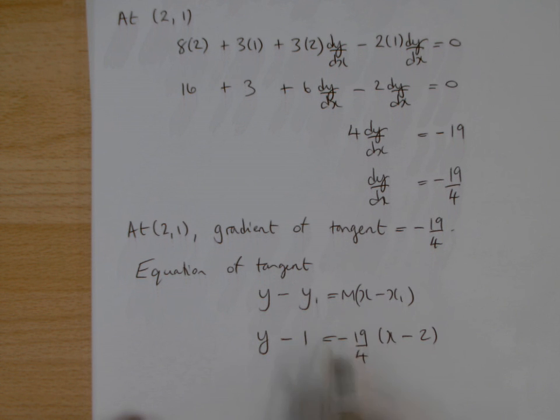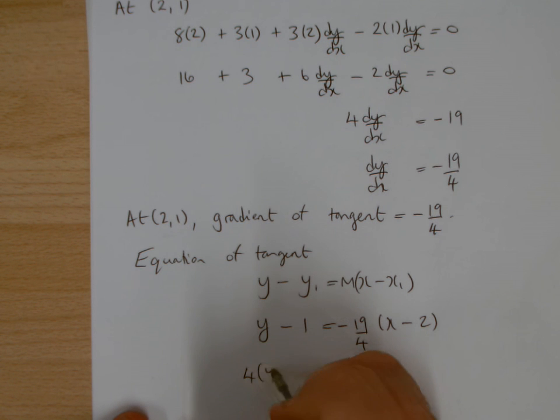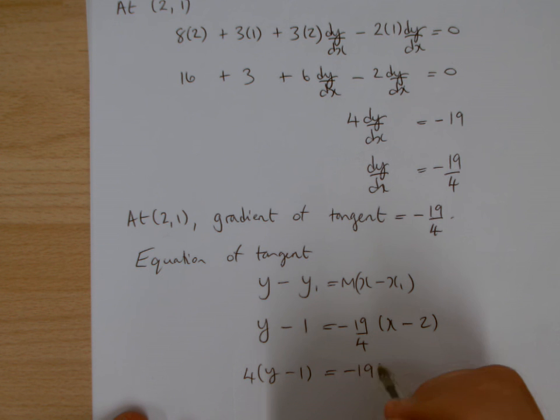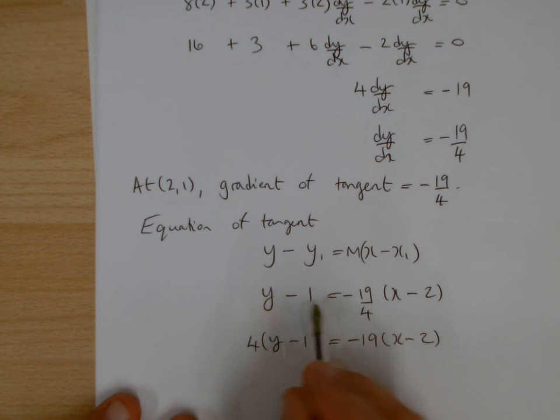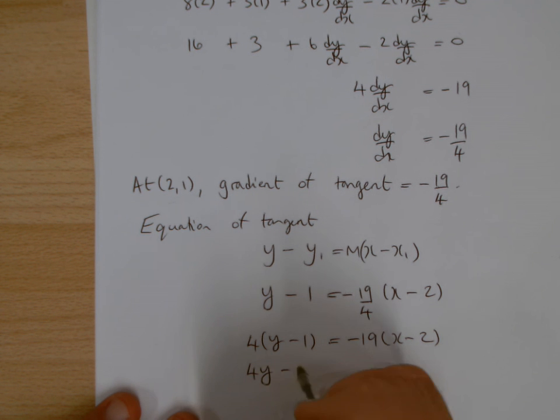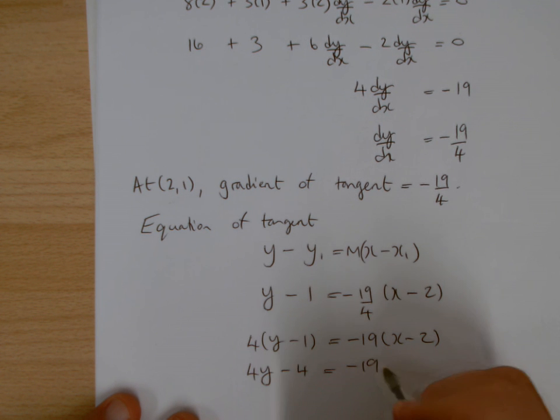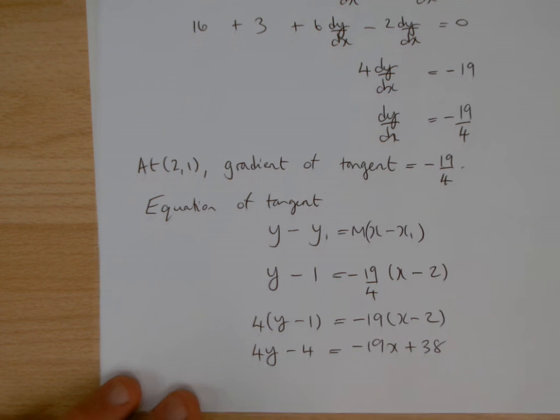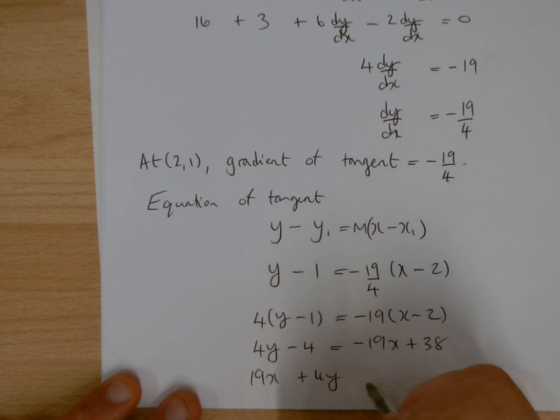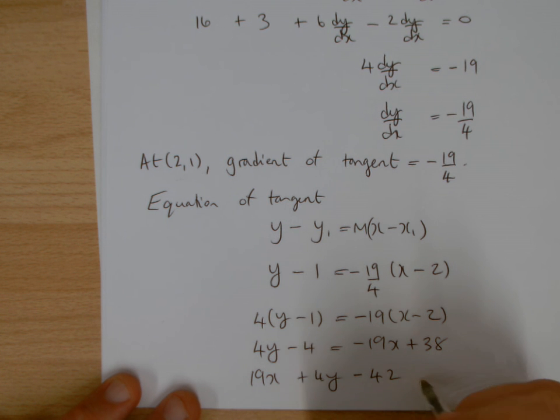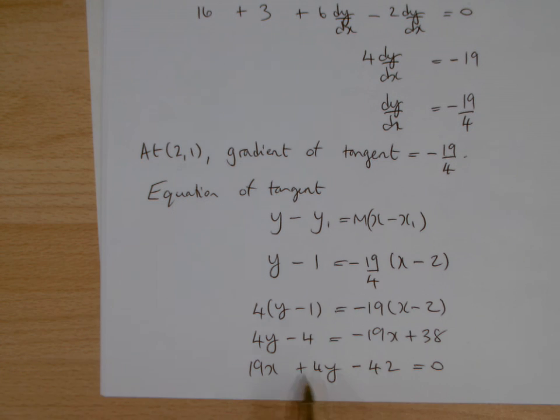So we've got this set up, just simplify it now, taking this 4 over the other side, so 4 bracket y minus 1 equals minus 19 bracket x minus 2. So just taking that over and multiplying, we can expand this, so 4y minus 4, expand this, minus 19x plus 38. And then we can get everything to one side, so we have 19x plus 4y minus 42 equals 0. So you could leave it like that, or in another shape or form, you could have the terms on the other side, that's fine, so long as it simplifies to this.